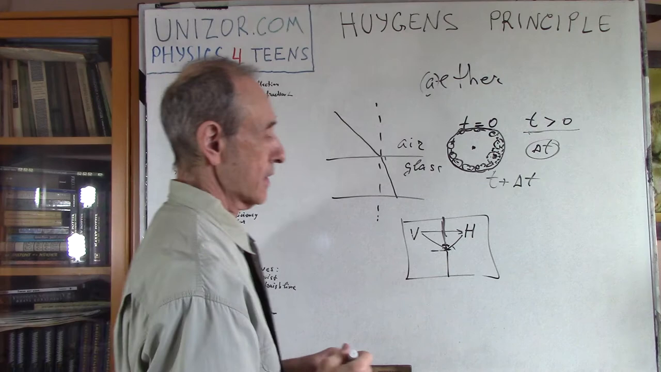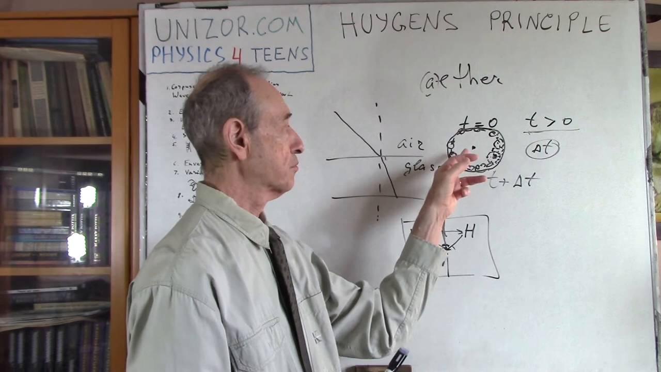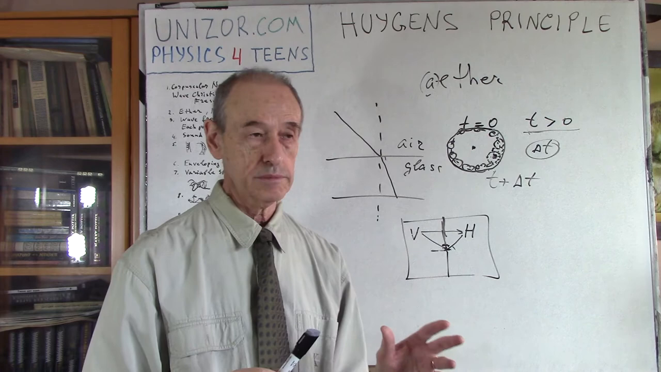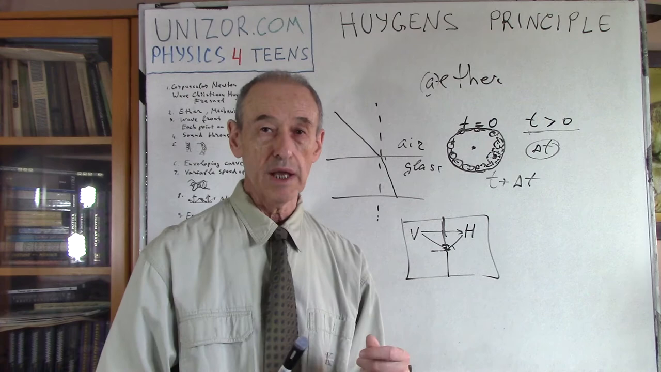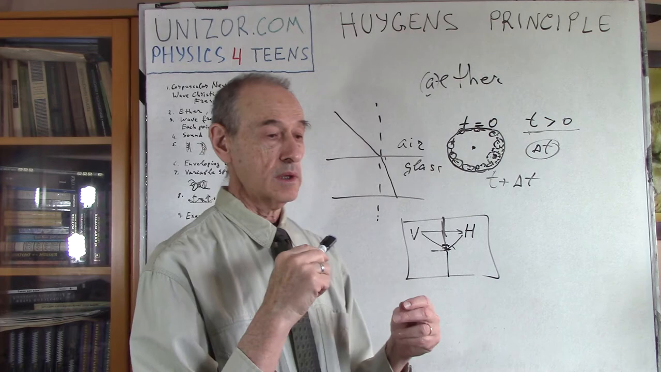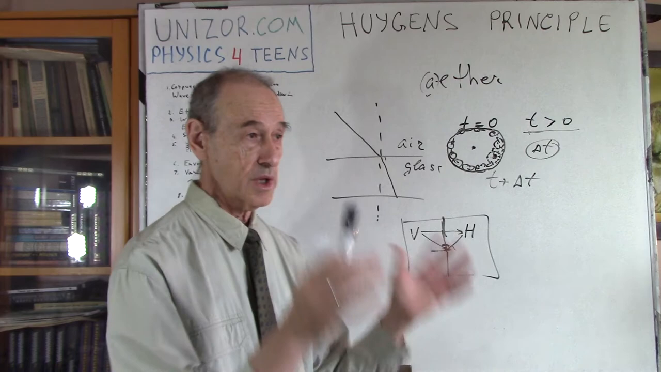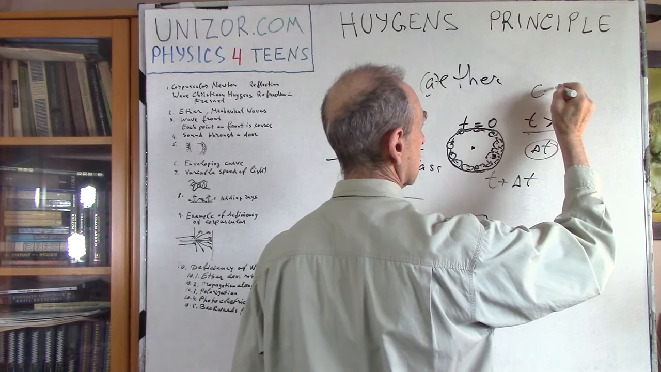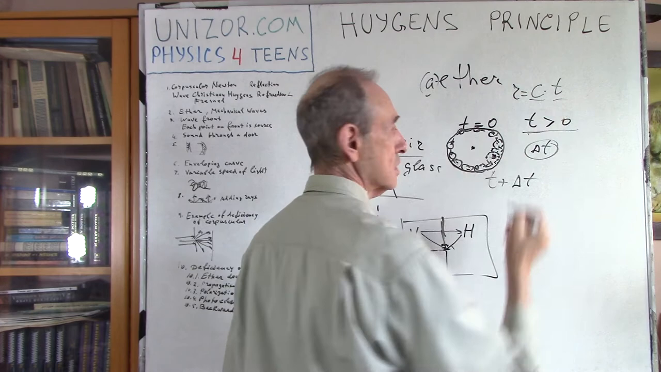Now let's think about the wave front again. What is the wave front of a point source if we are talking about a uniform environment? Let's say vacuum. Well, obviously, since the speed of light is the same in all directions, the set of points where the light is reaching at the same time would be on the surface of a sphere. And the radius will be, obviously, c times t, where c is the speed of light and t is the time.